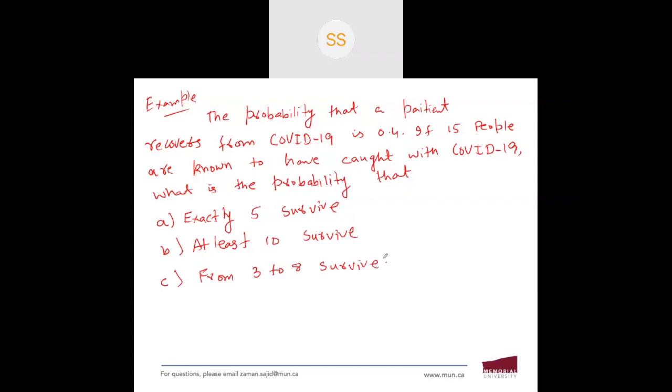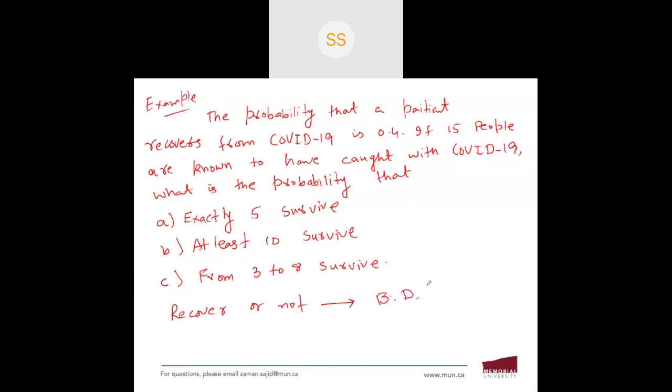Okay, so what is the question now? The probability that a patient recovers from COVID-19 is 0.4. If 15 people are known to have caught COVID-19, what is the probability that exactly 5 survive, at least 10 survive? And the third objective is from 3 to 8 survive. Now here you can see that we have two things in the question. Either they can be recovered, or they can be not recovered. So this is what is indicating that this question is related to the Bernoulli trial or the binomial distribution.